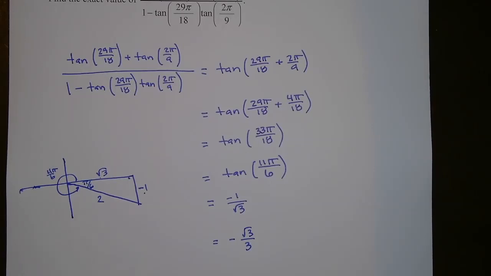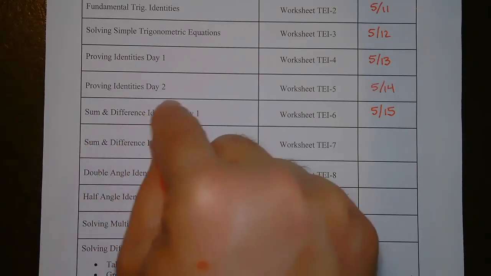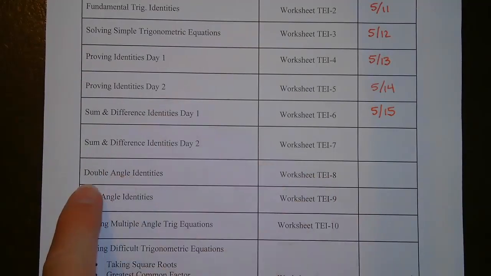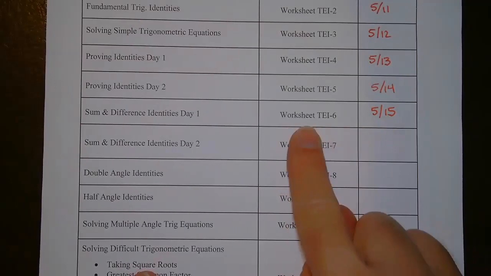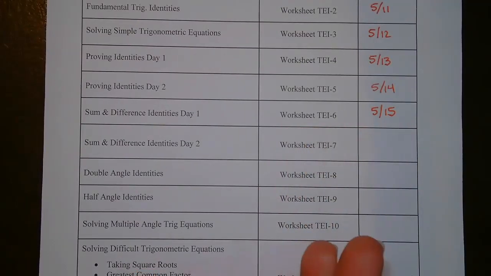All right, you guys, let me get the assignment sheet and we'll talk. Today was the first day of sum and difference identities. We have one more day of that. It's these double angles and half angles that's why we need this. We need these to come up with those. These double angles happen in calculus. So what I want you to do is worksheet TEI 6. That's what I'm assigning today. Today's Friday, so it won't be due till Tuesday.